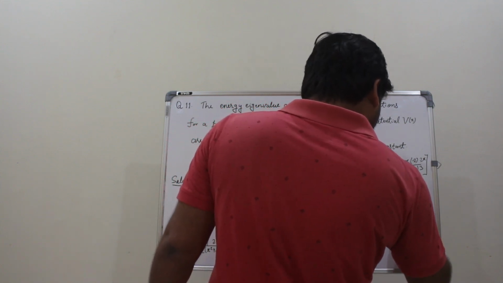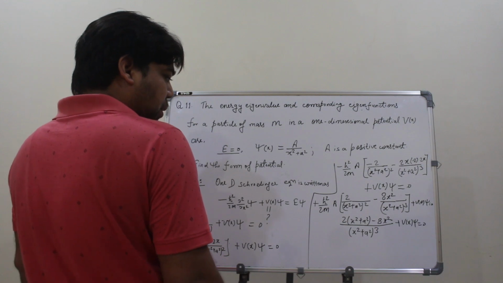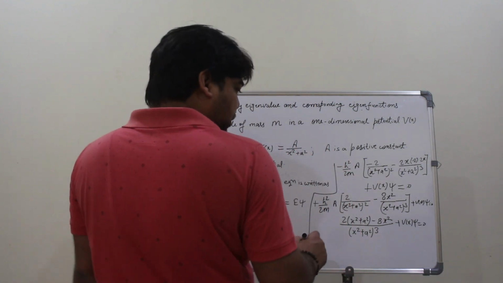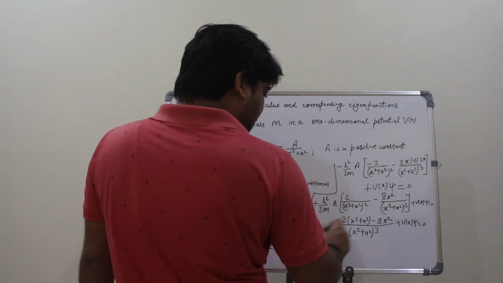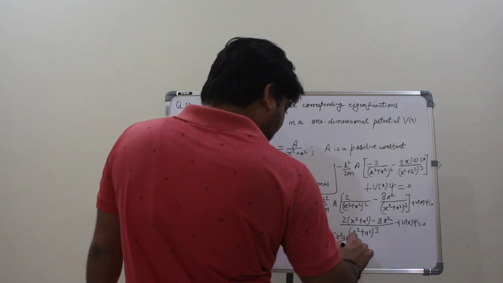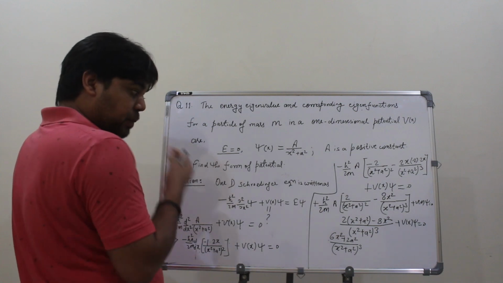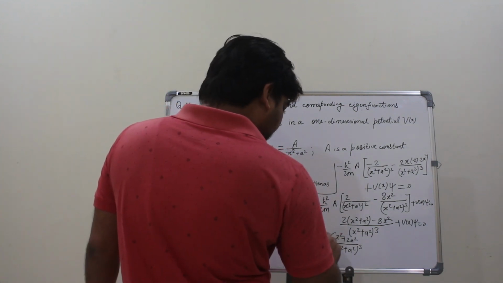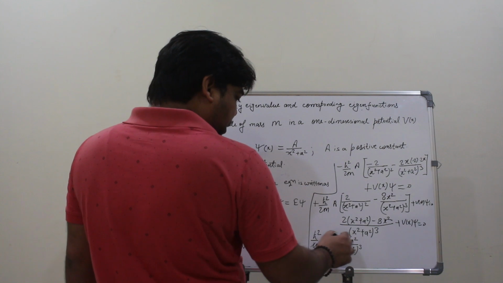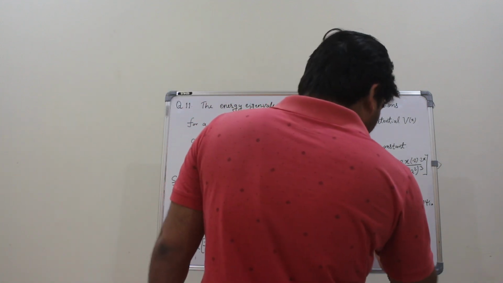Plus Vx into ψ, right? Then what does it give you? You are getting here 6x² plus 2a² whole cube, right? Into a. Now 2 cancels out, leaving you 3x² plus a², right? Equals to minus of Vx into ψ.